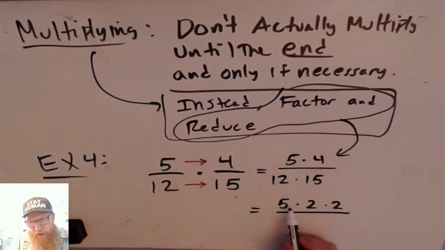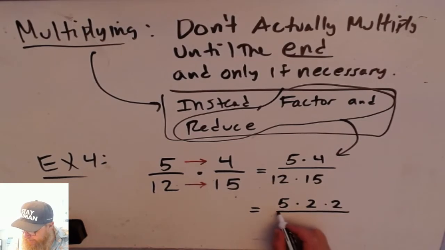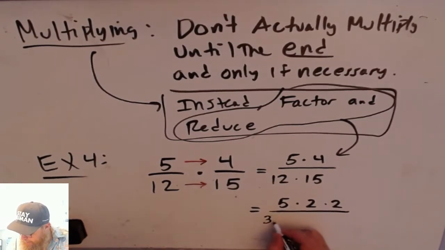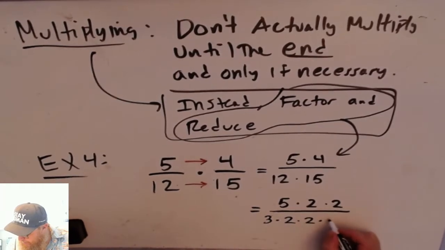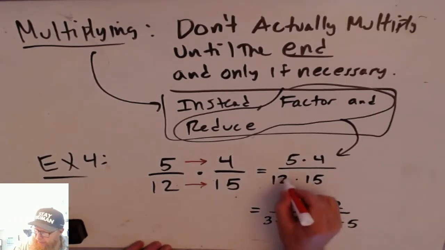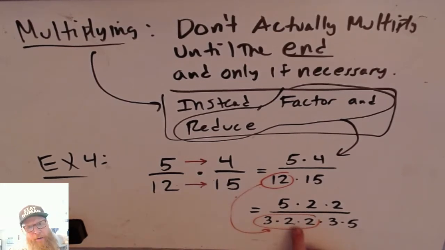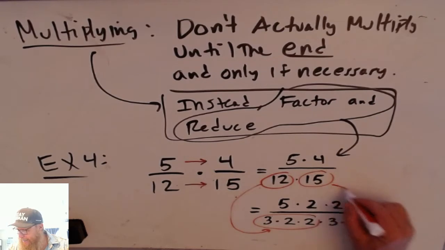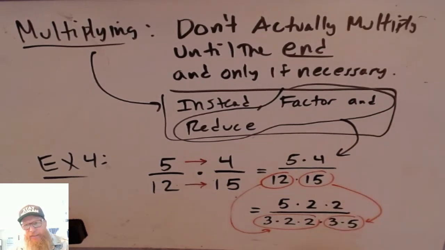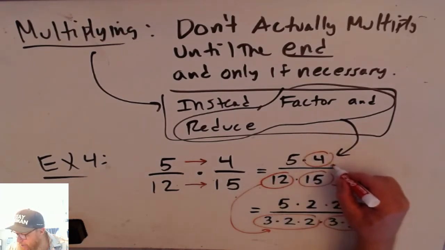So 5 times 4 is 5 times 2 times 2. 12 times 15 is 3 times 2 times 2 times 3 times 5. That one's a little bit of a mouthful. The 12 is 3 times 4, but I already factored it to 2 times 2. I could have just left it as 4. And then the 15 is 3 times 5. All right. The 5 is already 5, and then the 4 is 2 times 2.